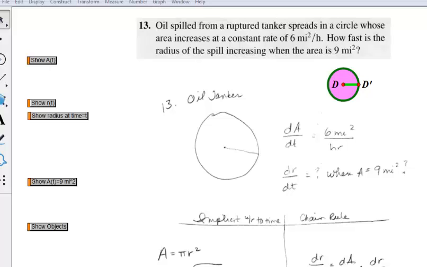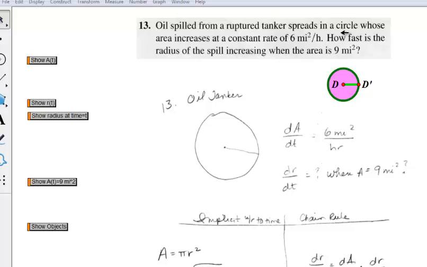Hello, dear students. I have been asked to do number 13 from the problems I asked you to work for Wednesday, which we didn't get a chance to go over in class. This is going to be an amazing video, and you're really going to finally understand implicit differentiation with respect to time for related rates. So here goes.